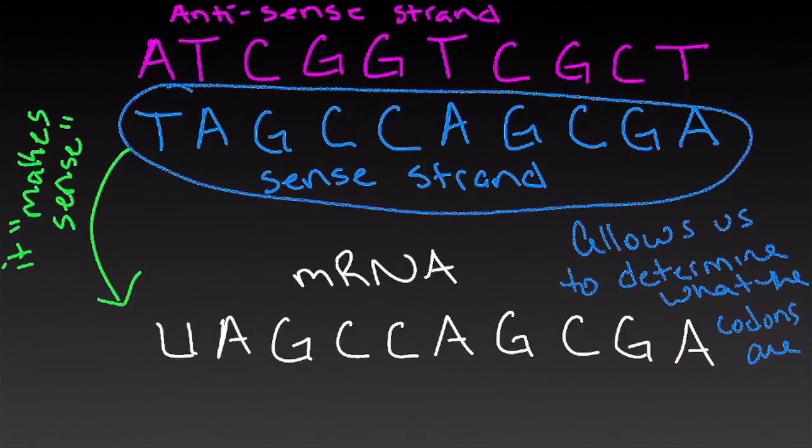So the sense strand allows us to determine what the codons are. Or in the case where it's a gene that isn't translated into a protein, it just tells us what the product is directly. And so that's why this is called the sense strand. And the strand that actually is the code, is the template for the mRNA, is called the antisense strand.